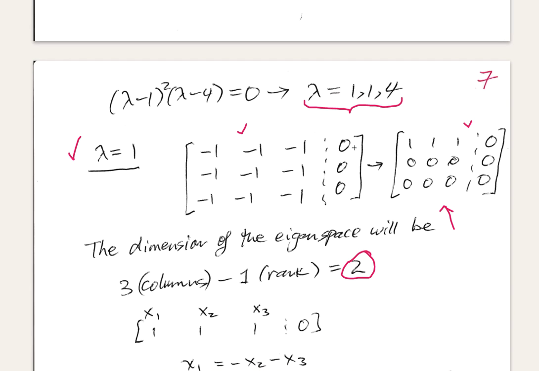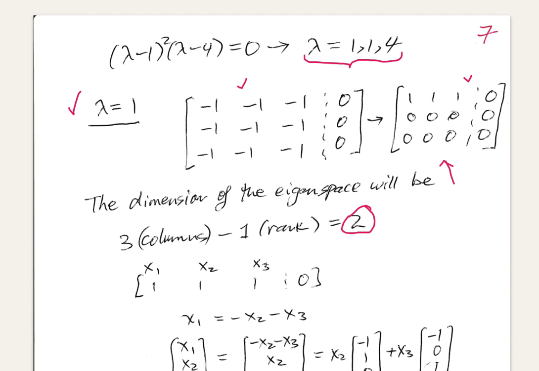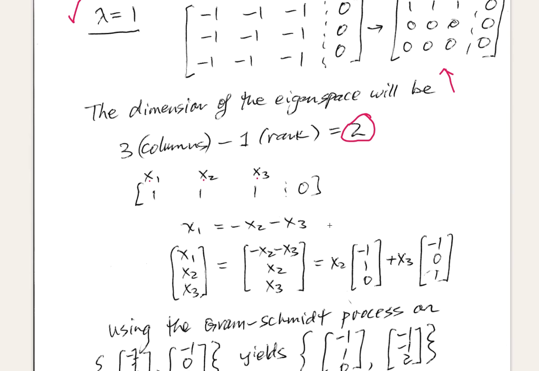Now, I went ahead and gave a name to the entries in the eigenvector. I called them x1, x2, x3. So those are just the scalars of the eigenvector. Okay. Alrighty. Go ahead and solve this.